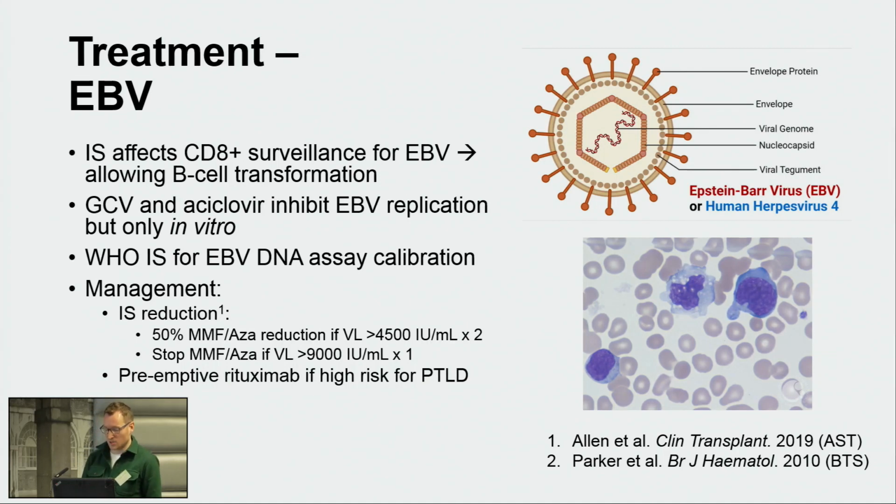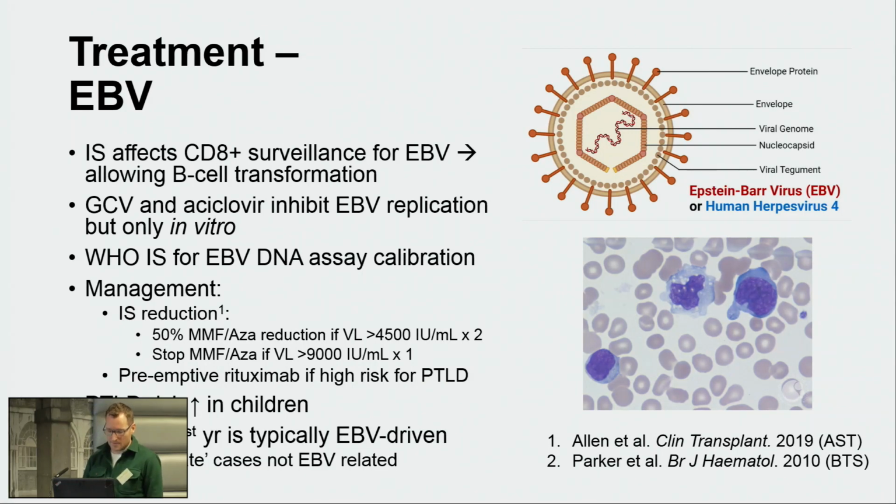The suggestion is to reduce your immunosuppression. The guidelines themselves don't specifically mention viral loads, but we tend to kind of half your immunosuppression if the viral load's above 4,500 on 2 consecutive occasions, or if the viral load rises above 9,000, then you would stop your anti-proliferative. And you may consider preemptive rituximab if the patient's at particularly high risk of PTLD, so patients that have not been exposed to EBV prior to transplant, patients that have primary EBV infection, patients that have concurrent CMV infection, patients that have received ATG, for example, and also very young patients, so patients younger than 12 months of age particularly.